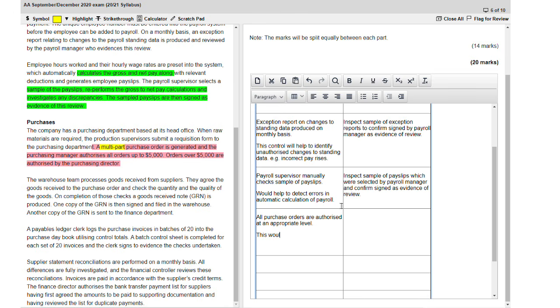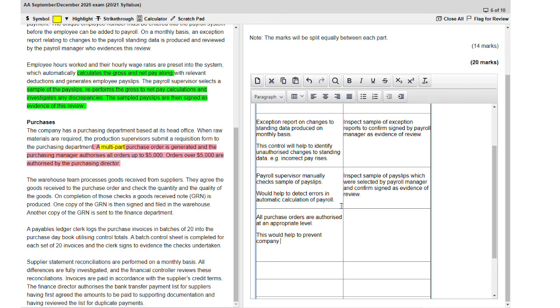So this would help to prevent the company making unnecessary or poor quality purchases.